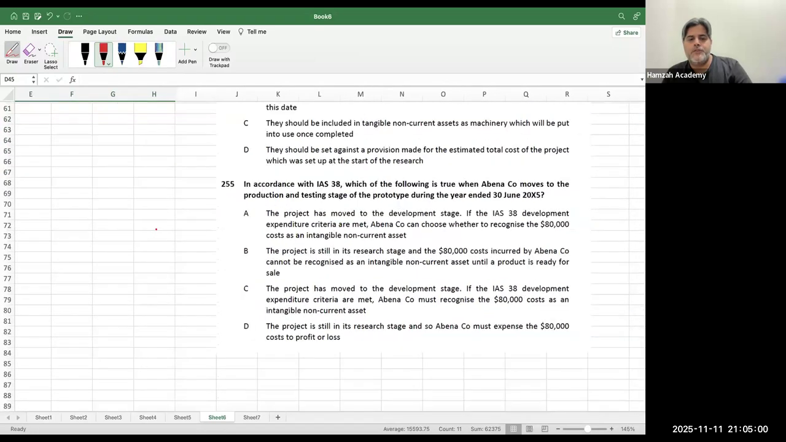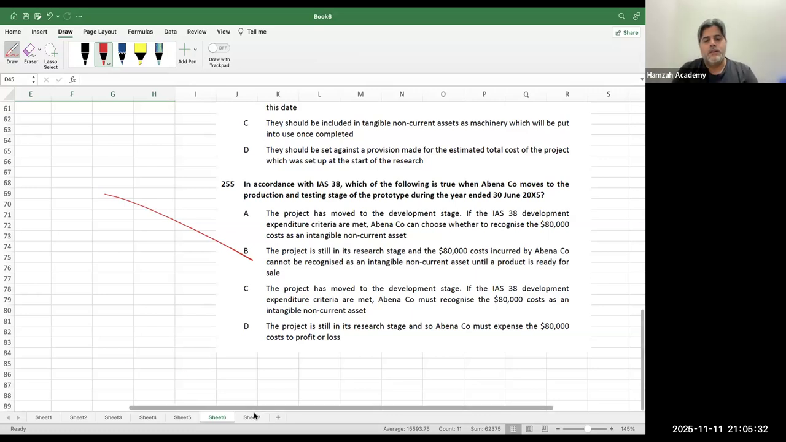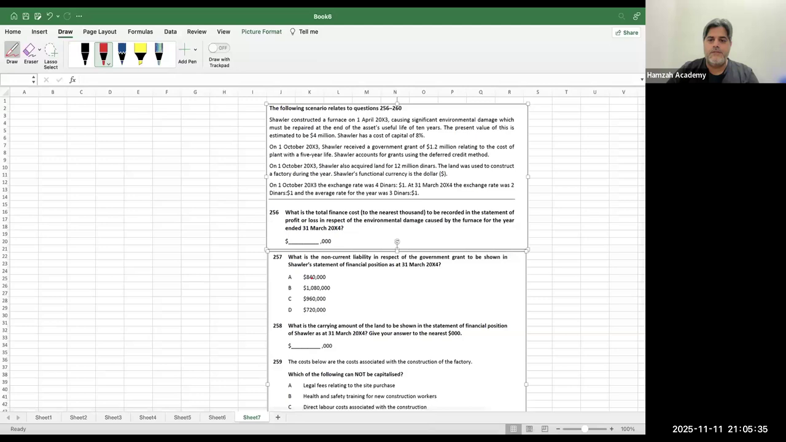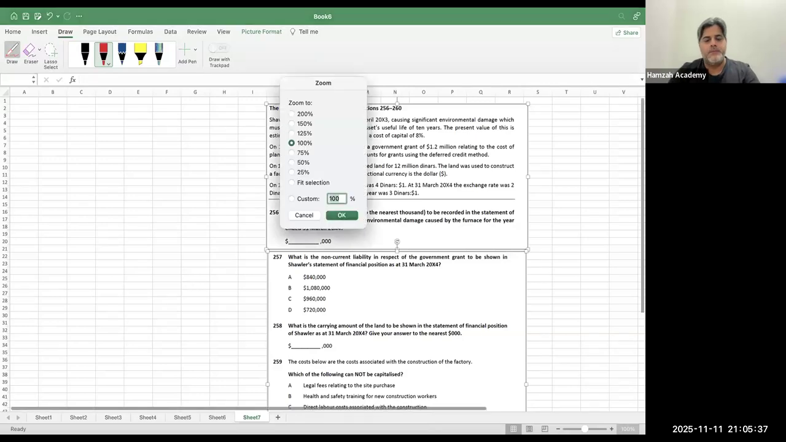Then we have this 255. In accordance with IAS 38, which of the following is true when a Bina company moves to the production and testing stage of the prototype? Testing stage is still research. It cannot be capitalized until commercial production starts, so it has to be expensed out. No, the project is still in the research stage and the 80,000 costs incurred by the Bina company cannot be recognized as an intangible asset. Option B is going to be the correct one over here. Right? Okay. Now, let's have this next one over here.